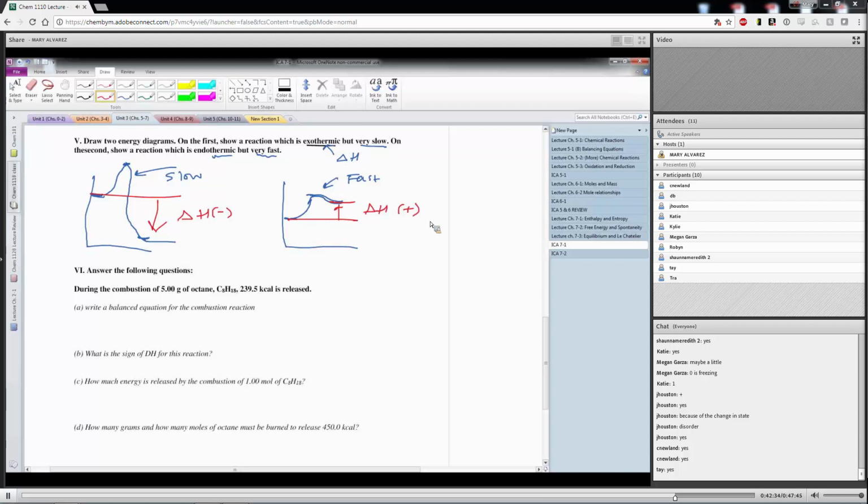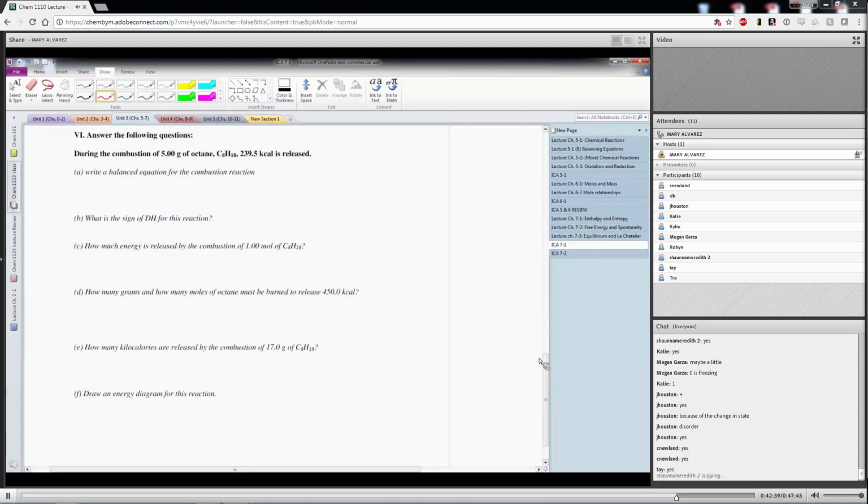Okay. All right. Excellent. All right, the last section here looks like it's something new and different, but it's really not. All I'm doing is applying some information about delta H, so this is heat energy, to what we've already talked about in chapters 5 and 6 about writing and balancing equations and doing dimensional analysis with them.